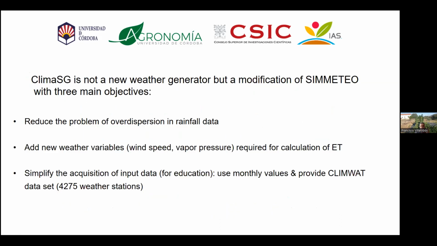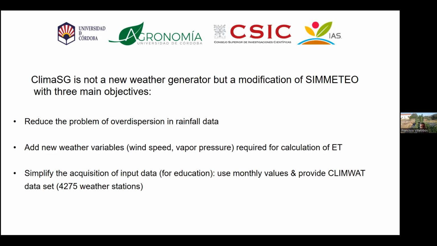Well, we are not talking about a new weather generator, but just a modification of SIMMETEO that had three main objectives. The first is to reduce the problem of over dispersion in rainfall data. In other words, the typical reduction in interannual variance in rainfall amounts. Also, try to add new weather variables which are required for the calculation of evapotranspiration when using combination equations, which are wind speed and vapor pressure. And third, to simplify the acquisition of input data.